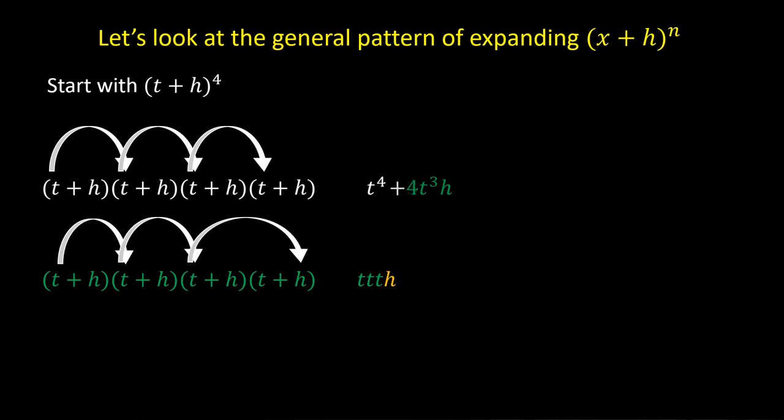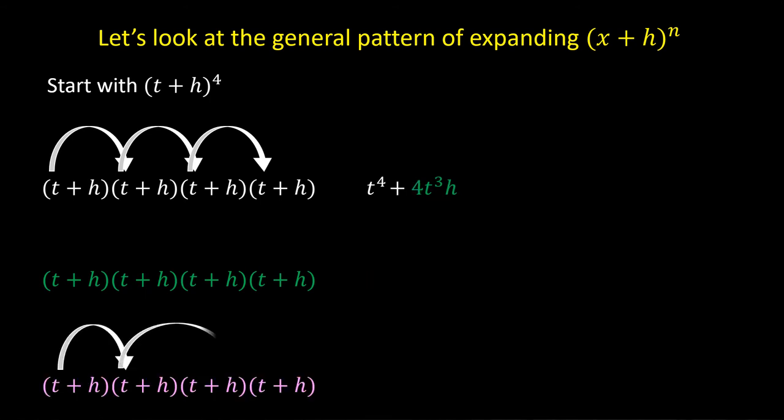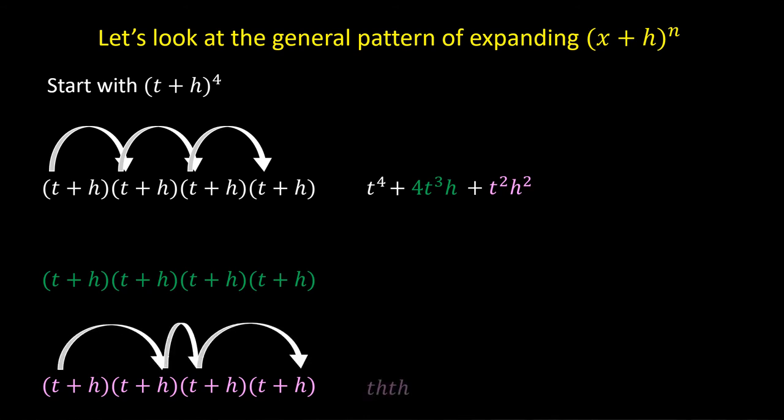Now the third term is multiplying 2 t's by 2 h's to end up with t squared h squared. Now it turns out there are 6 different ways we can do this, and these are now being shown on the screen.